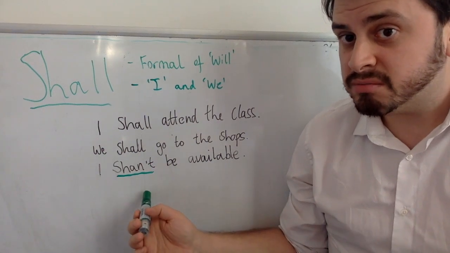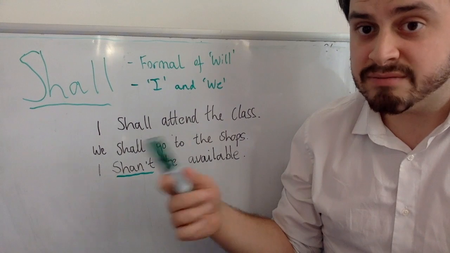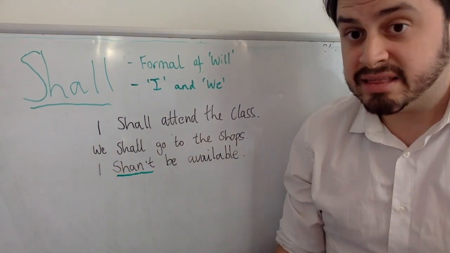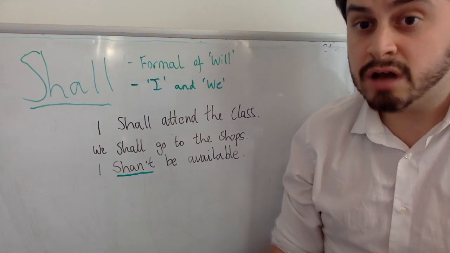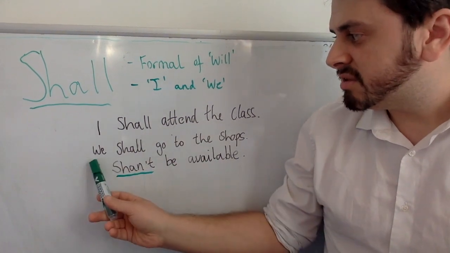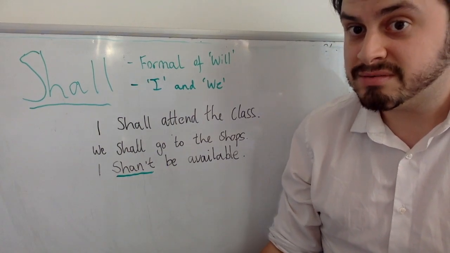So here's some examples. We can basically substitute the shall for will in every single example. The first one says, I shall attend the class. I shall attend the class, sir. Or I will attend the class. This one says, we shall go to the shops. We shall go to the shops.